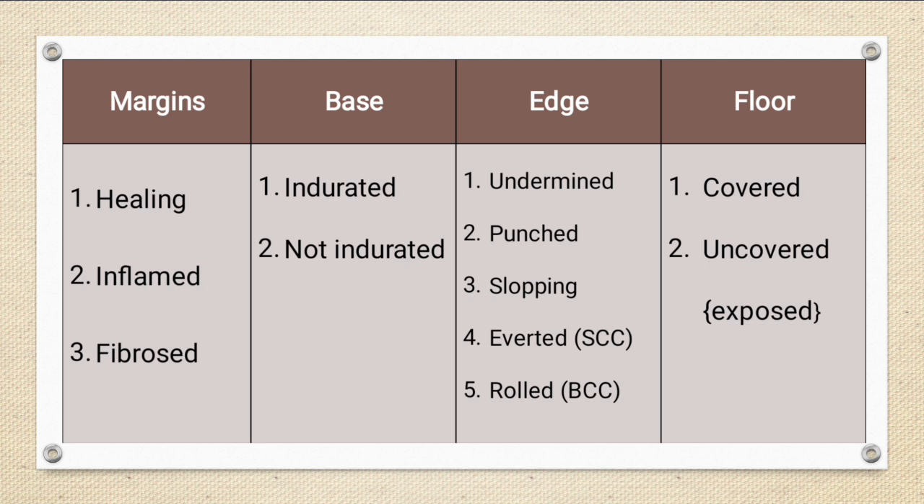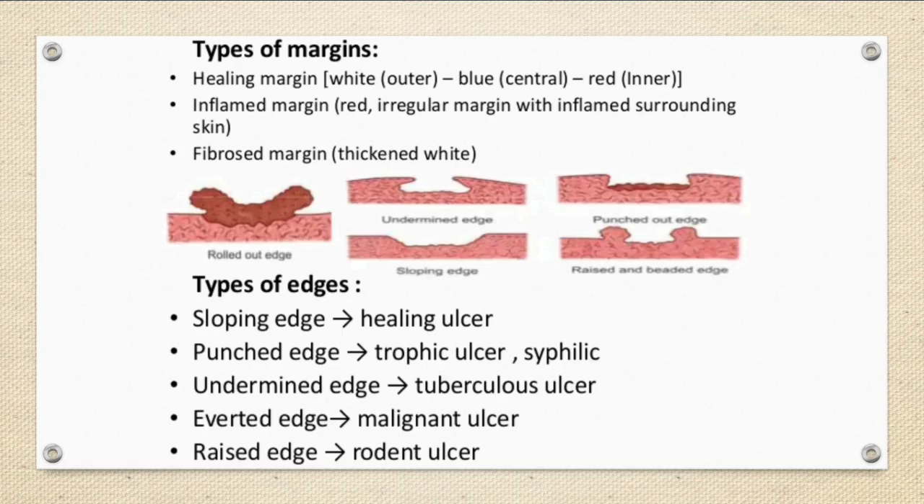The margins could be a healing margin, inflamed margin, or fibrous margin. The base could be indurated or not indurated. Regarding the edge, it can be undermined, punched, sloping, everted, or rolled. The floor can be covered or uncovered. Okay, the types of the margins. A healing margin will be white, blue, and red: the outline could be white, the blue in the central area, and the red inner. That is the characteristic of the healing margins. An inflamed margin must be red, can be irregular with inflammatory surrounding skin, and the fibrous margin will, of course, be a wide and thick area.